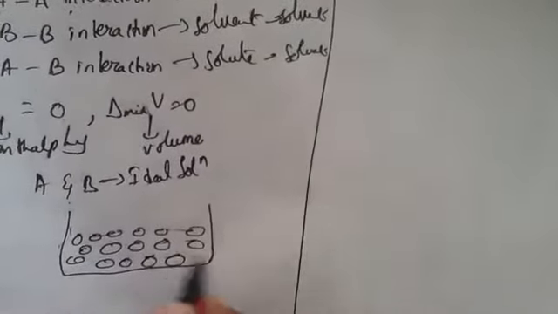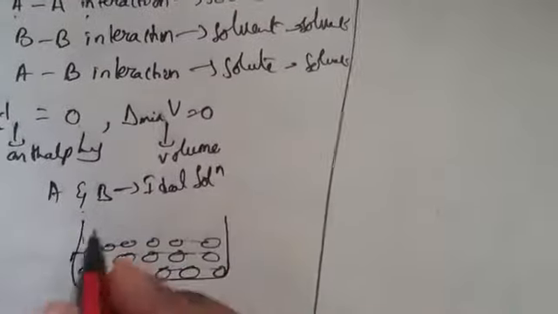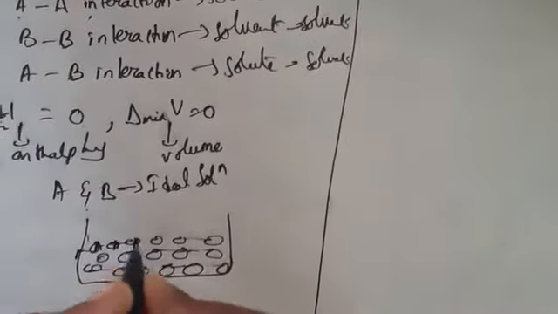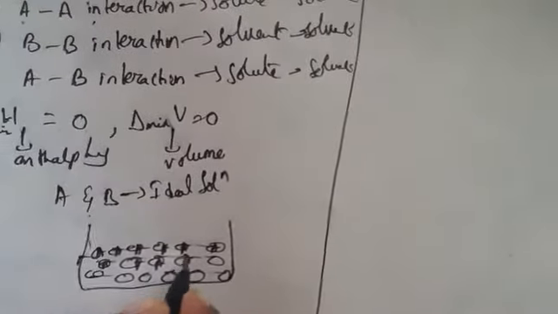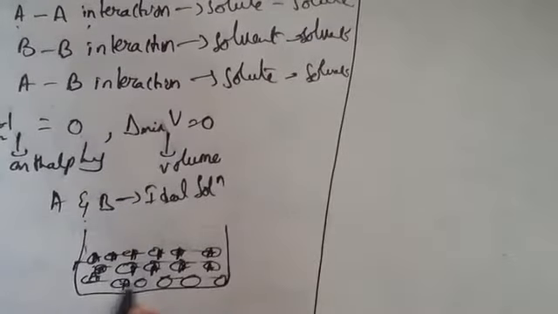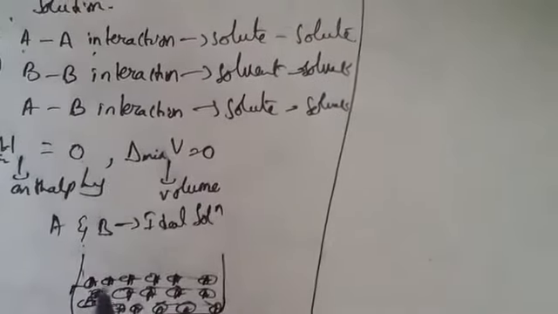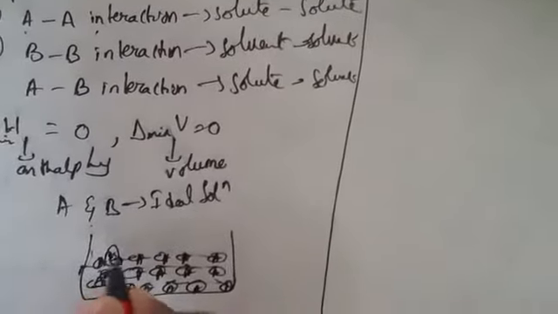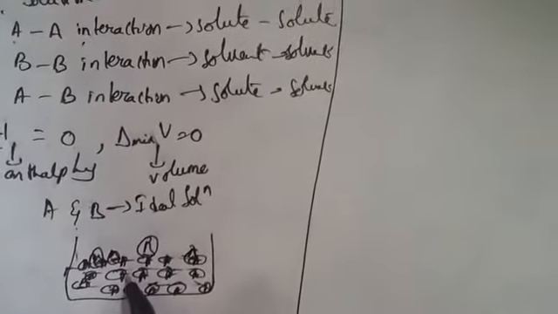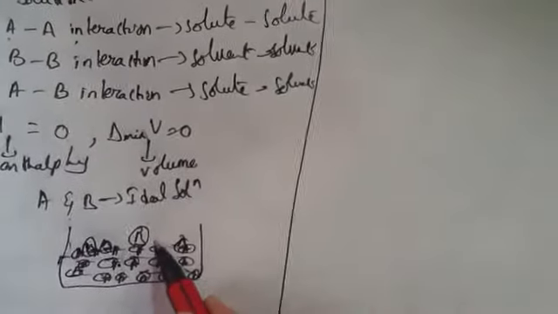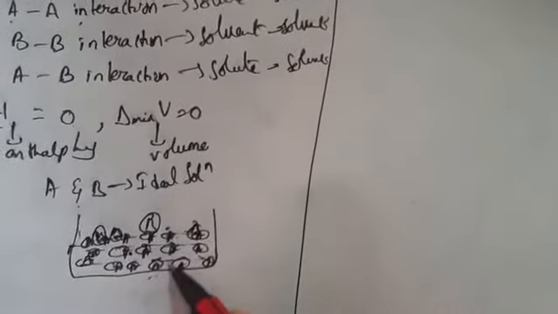This is a clear ideal solution. We have got A and B. Here, let us think this is A, the solute molecules, and these are the solvent molecules we are taking here. Coming to B, solute and solvent. The solute and solvent molecules are interacting similarly.